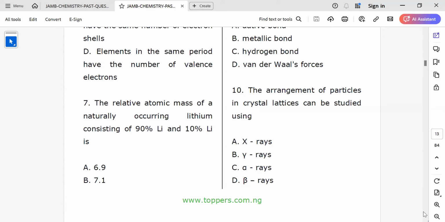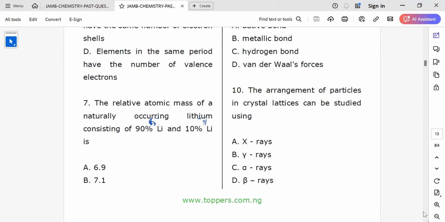Actually, we can't calculate the relative atomic mass of lithium without knowing the mass numbers of the isotopes. But normally, lithium is supposed to have isotopes. Let me make an assumption, so that at least you get an idea of how to calculate the relative atomic mass of an element when two different isotopes are given. It is an assumption because it's not given in the question. Let's say the isotope of lithium here is 6, and the other isotope of lithium is 7.